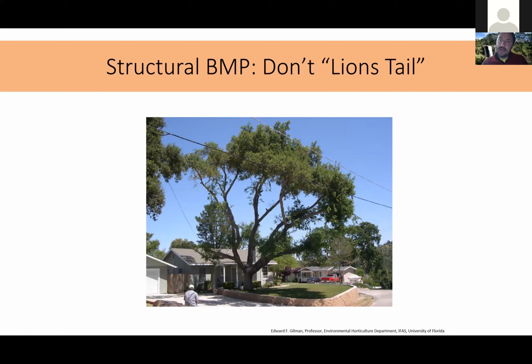So lion's tailing is essentially removing all the downward and inner branches of a canopy and leaving only the little poofs at the end, like the poof at the end of a lion's tail. Again, arborists, at least arborists who take themselves seriously, have really toned down the amount of this that goes on.